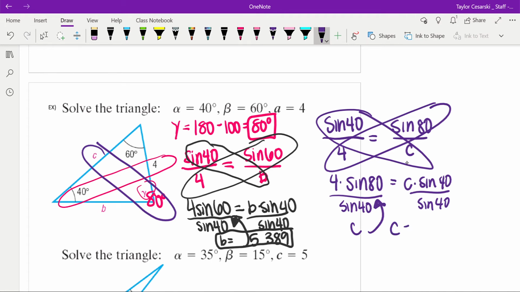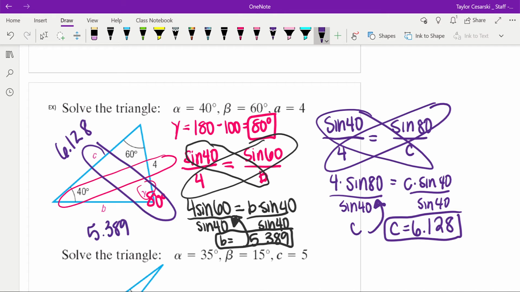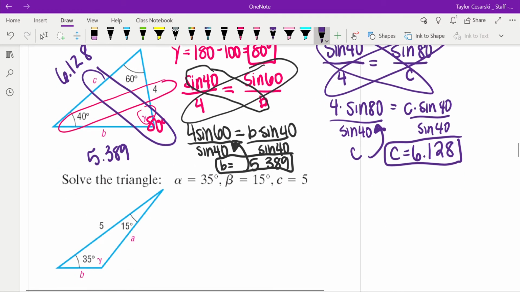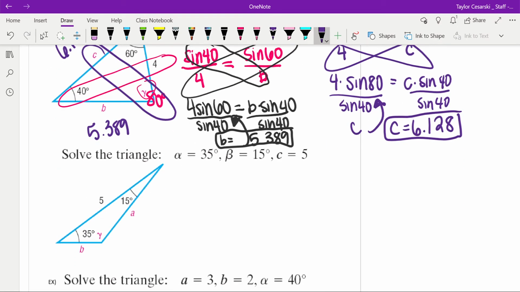So c equals 6.128. And 5.389. Okay, and that's it. Alright, same thing for this one.